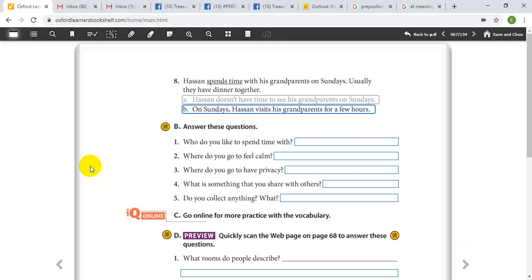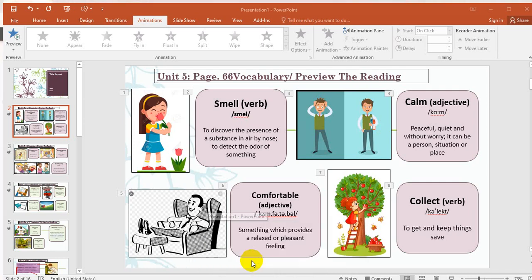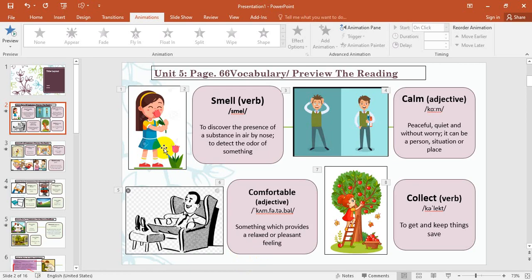Okay, so well done to those who have all the correct answers. Now I'm going to go through the meaning and its grammatical form one by one.